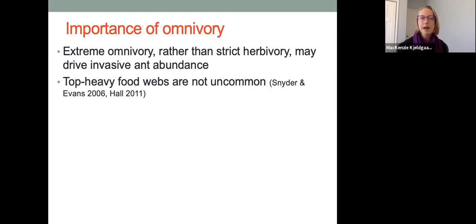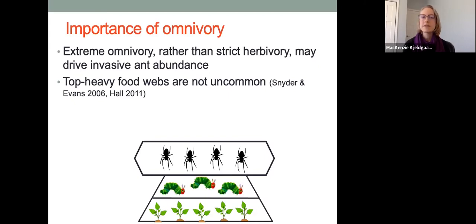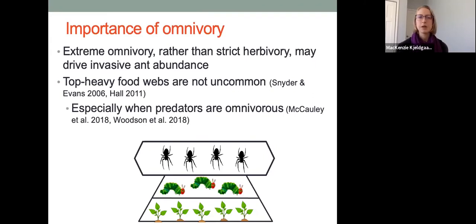And we know that top-heavy food webs are not uncommon in nature. This is a shift from that Eltonian pyramid to something that looks a little bit more like this, where upper trophic levels are more abundant than the ones below them. And this happens especially when predators are omnivorous. So I think we might be seeing something like this, especially with the case of Tawny Crazy Ants.